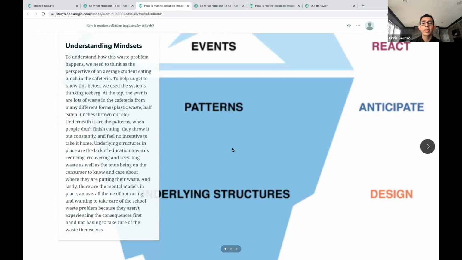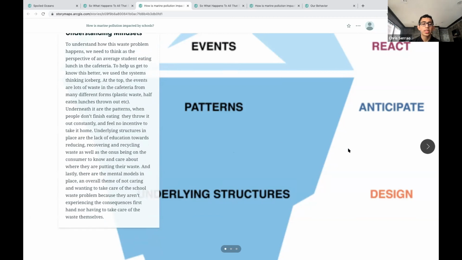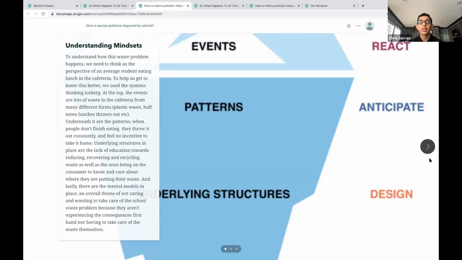And then people's patterns include not eating; they just throw it away because they don't feel an incentive to take it home. There's also an onus on the consumer to recycle and do everything right, rather than on the producer and the school to set up systems that people would thrive in and reduce their plastic waste. Overall, there's a theme of not feeling like a steward of the school, a part of taking care of it.